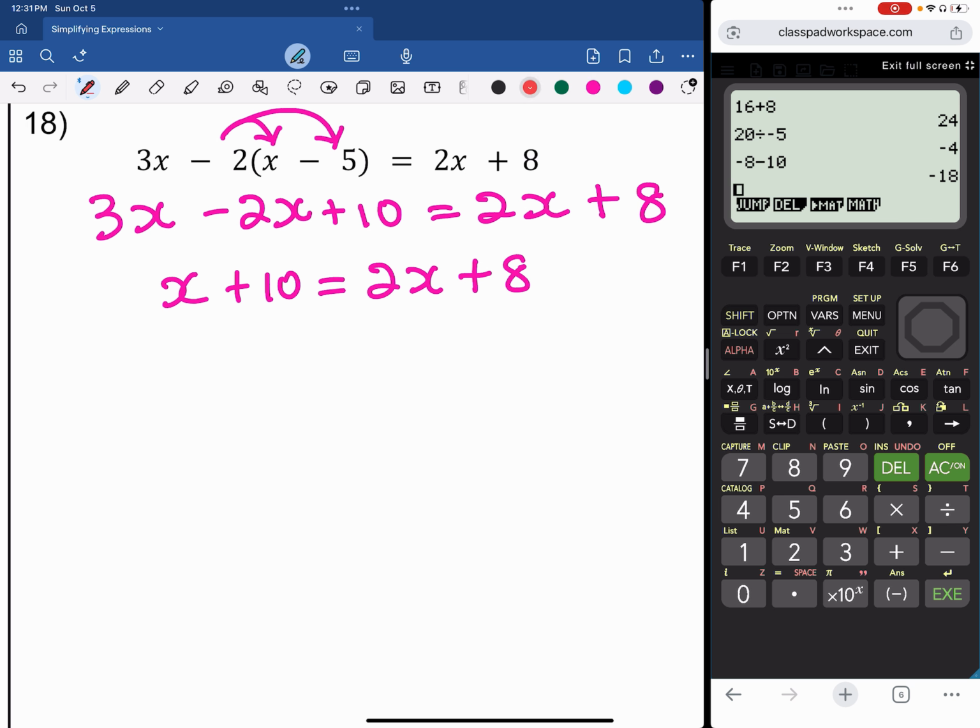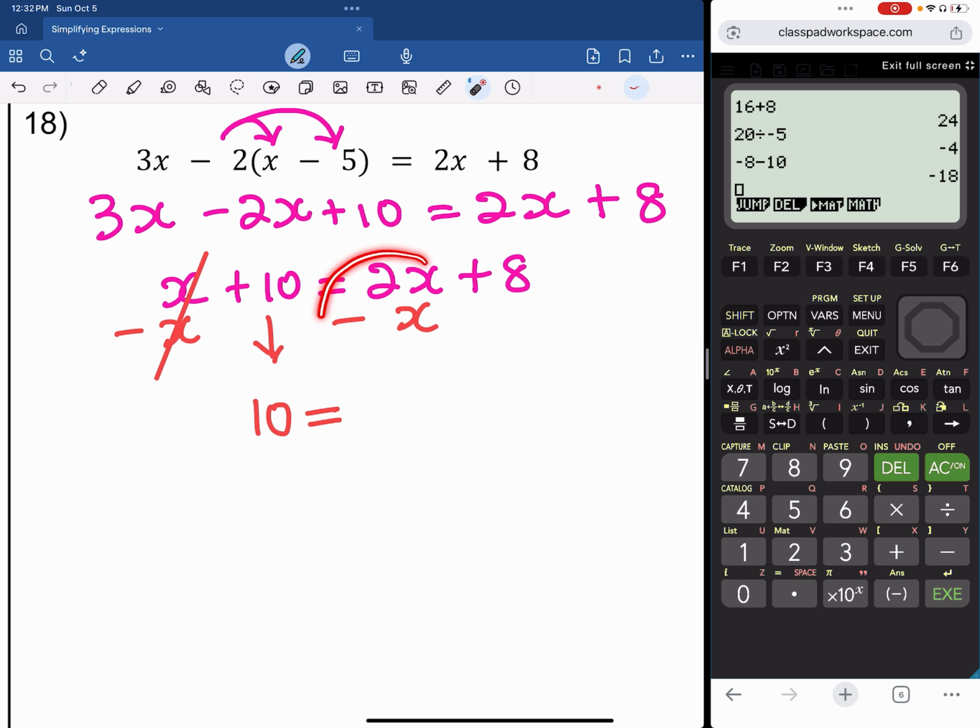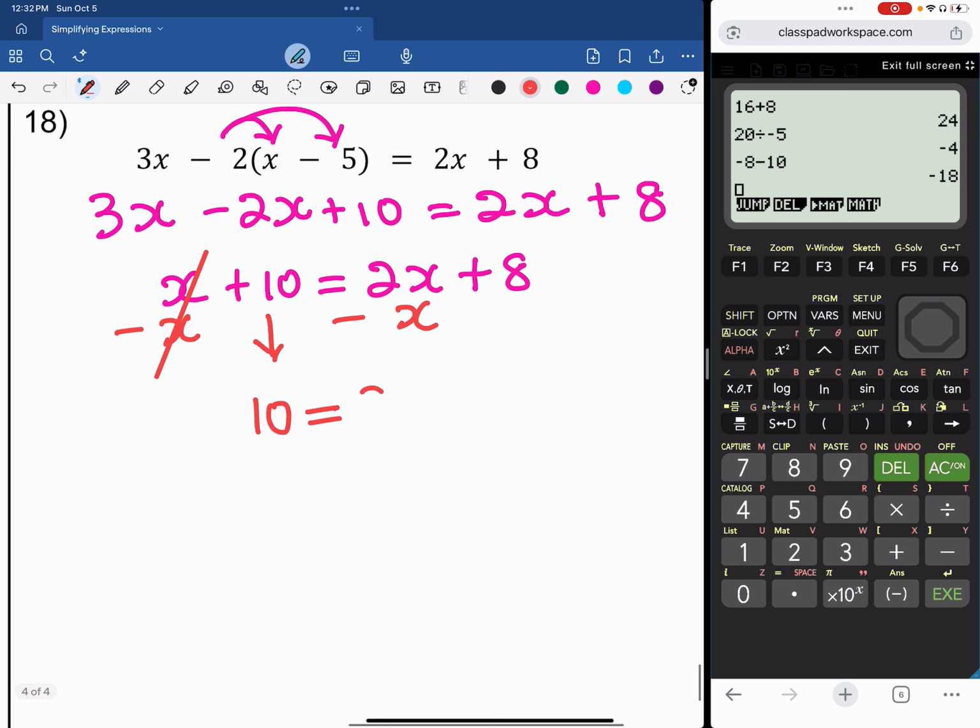So I'm going to subtract x from both sides. X minus x is going to cancel out. I'm going to be left with 10 is equal to 2x minus x is just going to be 1x. And we have plus 8. Now I have 10 is equal to x plus 8.